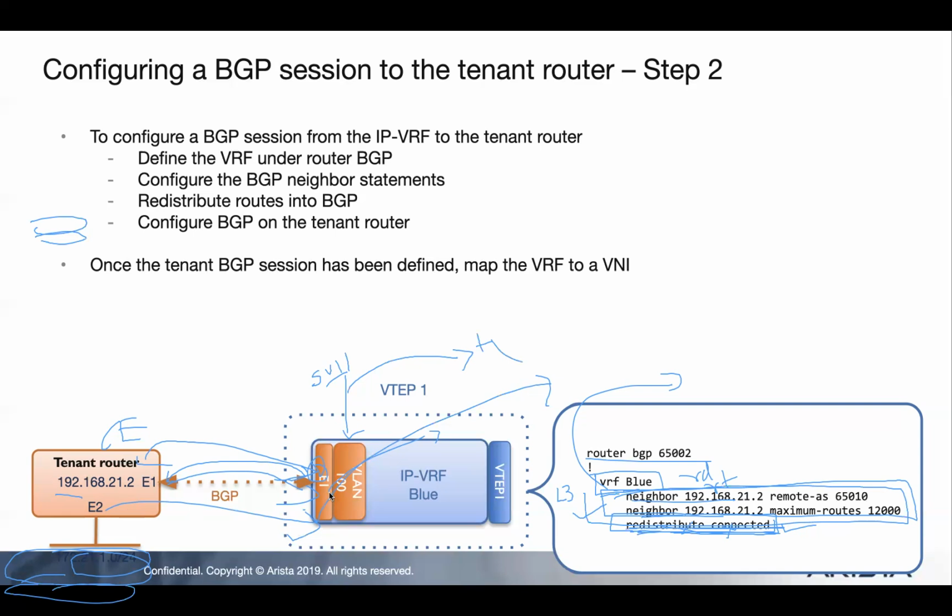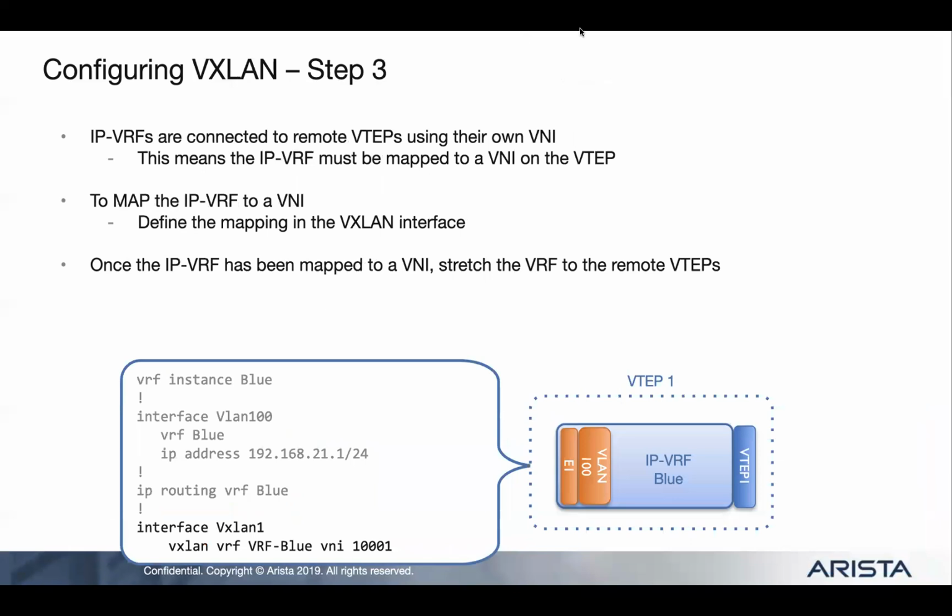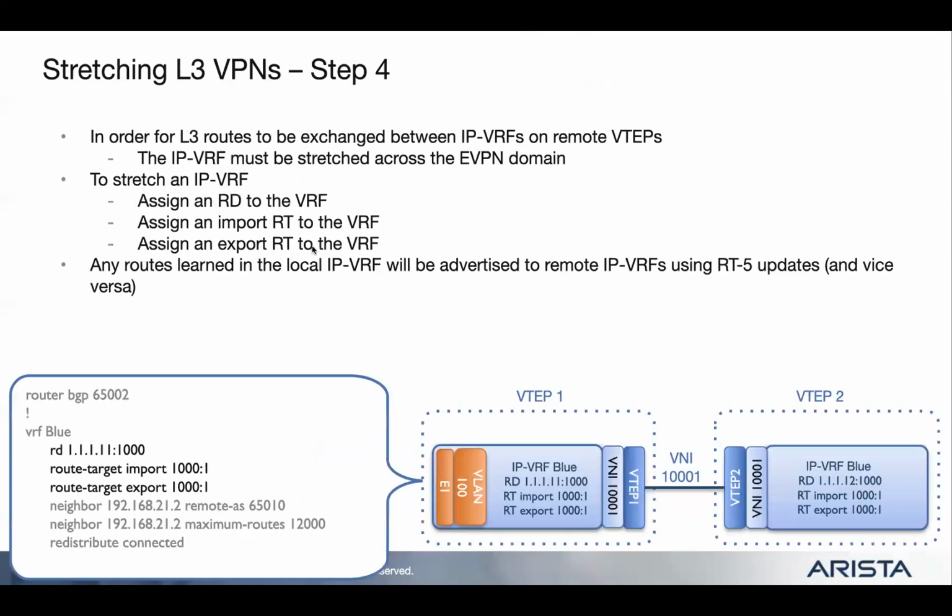And that's the configuration you will see with customers most of the time in these scenarios. Further configuration is obvious: the SVI, VRF blue routing, and then the VLAN to VNI and VRF to VNI mapping. This is another config you need on top of what we already have under VXLAN. So this is the overall config of the VRF.